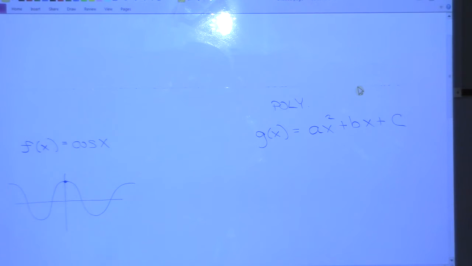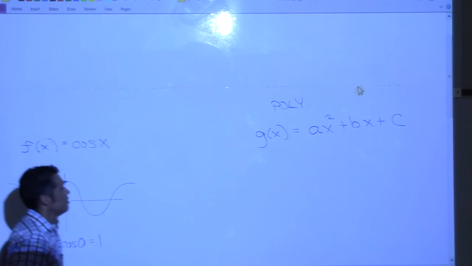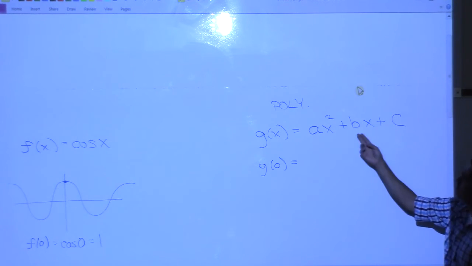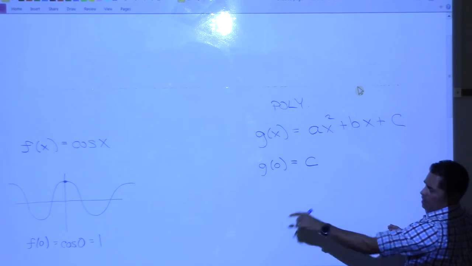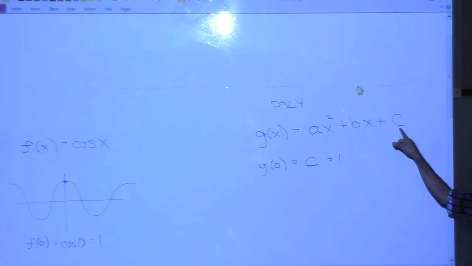All right? So one thing I could ask myself is, well, it would be nice if both of them give you the same value at 0. Would you agree with that? So do we know what f of 0 is? What's this function's value at 0? Cosine of 0, which is 1. And so it'd be really nice if I got the same thing over here, right? So let's do that. What is g of 0? g of 0 is c, right? And what do I want that to be? I want that to be 1. So that means the polynomial I'm using, I should make that c a 1.